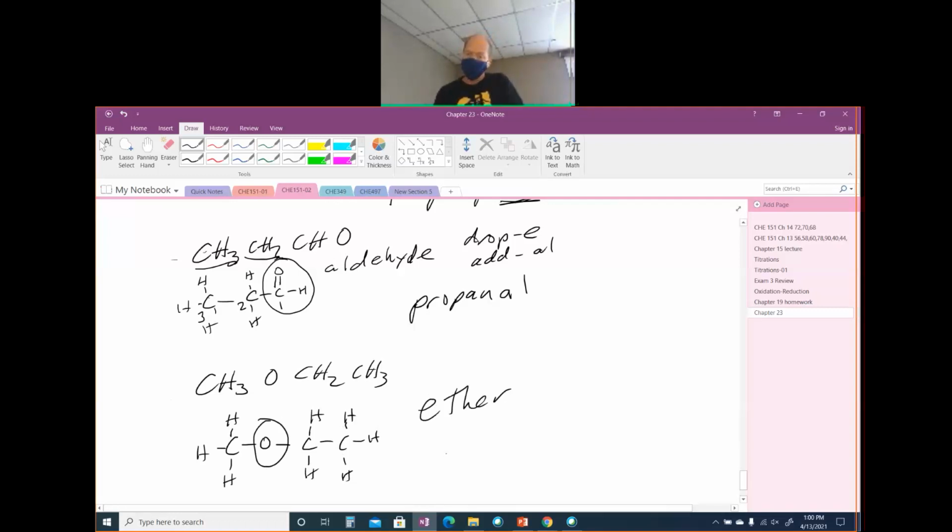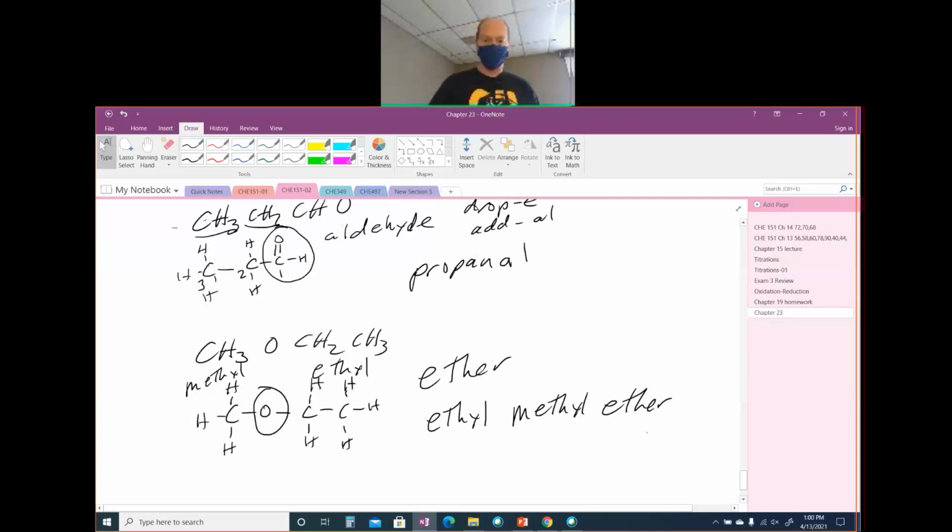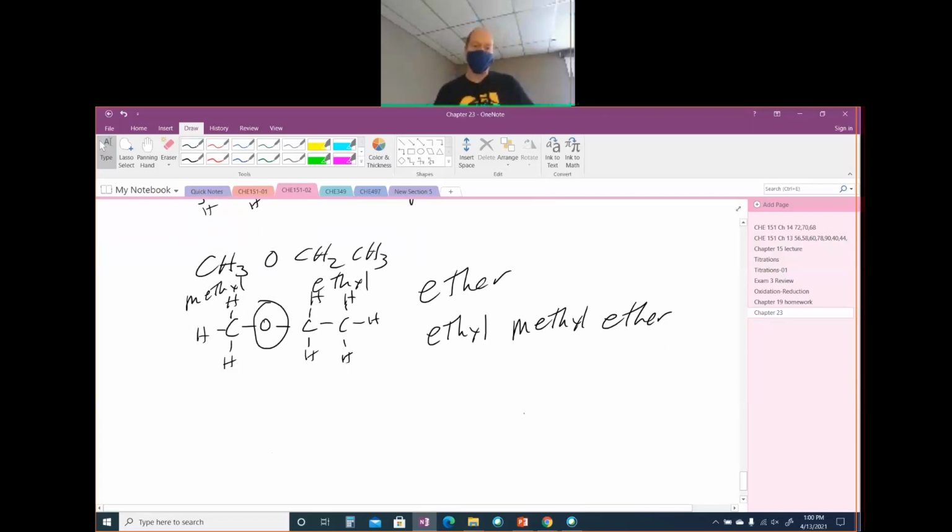And so, again, you can name this one of 2 ways. The way I would expect people to name it is the group on this side is methyl, the group on this side is ethyl, and you would put it in alphabetical order and give it as ethyl methyl ether. If you do not have the ethyl group and methyl group memorized, you must have them memorized. You have to have all your functional groups memorized. So you have to recognize that, circle that. I'm looking at the O, and that's an ether.